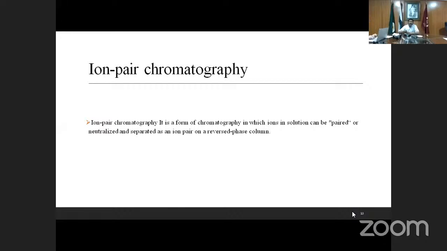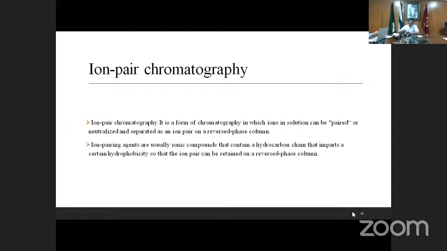If some audience members are using HPLC, sometimes when you are making the mobile phase, you use some ion pair reagents. The purpose of the ion pair reagent is this: if two peaks are overlapping and difficult to separate with a pure mobile phase, we use the ion pair reagent. It is usually an ionic compound containing a hydrocarbon chain that imparts hydrophobicity, so that the ion pair can be retained on the reverse phase column.